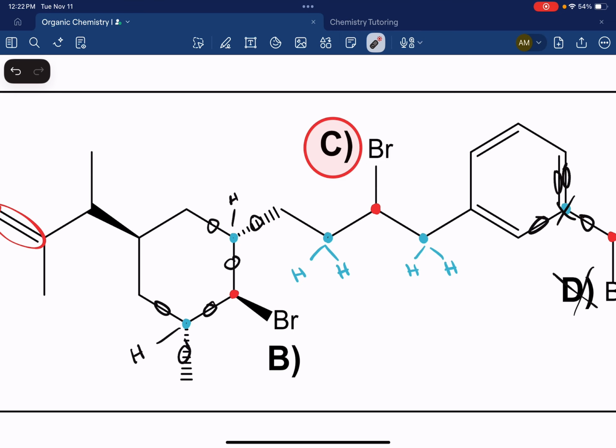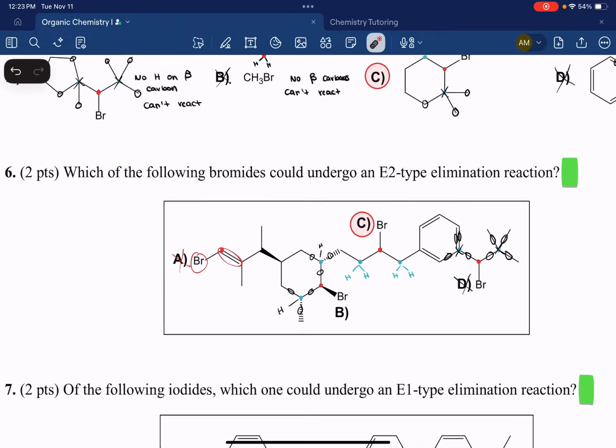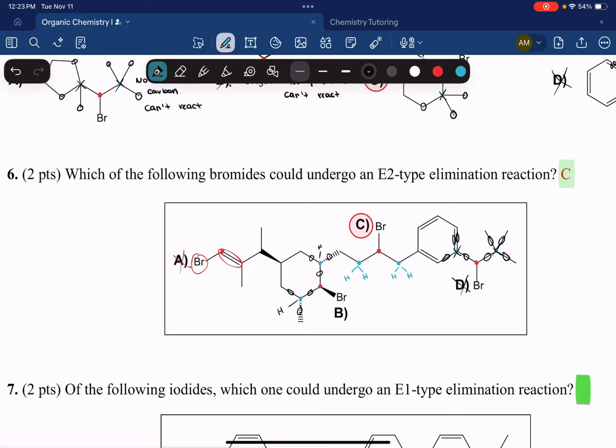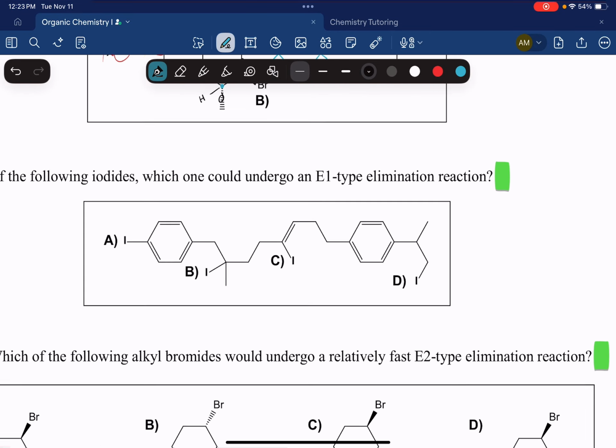Sorry about that. This one is just not very much steric hindrance. Look how open and free it is. This has so much going on. It's trapped between methyls and things like that. So I'm going to go with C. Oh, good. Right answer. Okay.